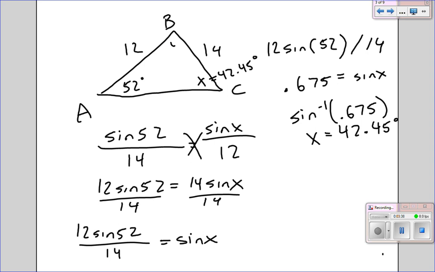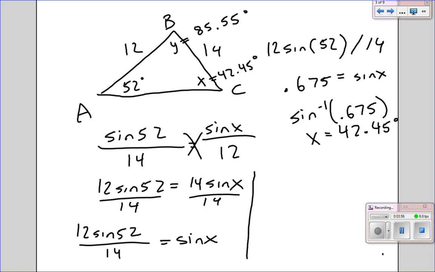Now, I could also ask you to solve for this missing angle. And if you look closely, you'll notice you have a triangle. And the three angles of a triangle should add up to 180. So you subtract the two angles that you know. And you get that this top angle is 85.55 degrees.